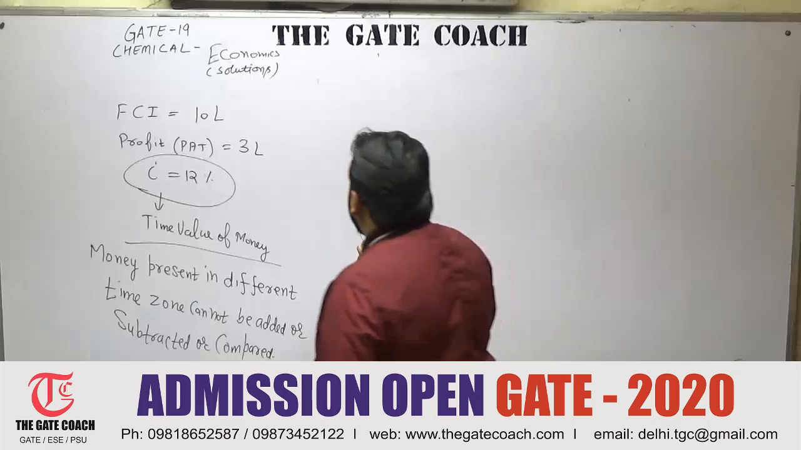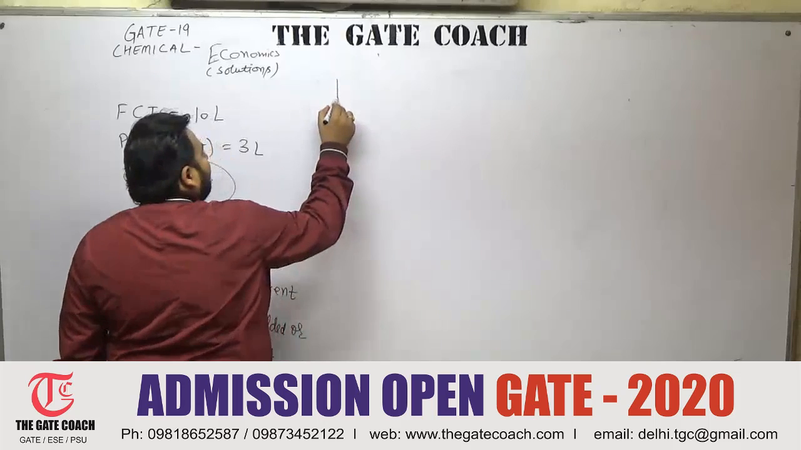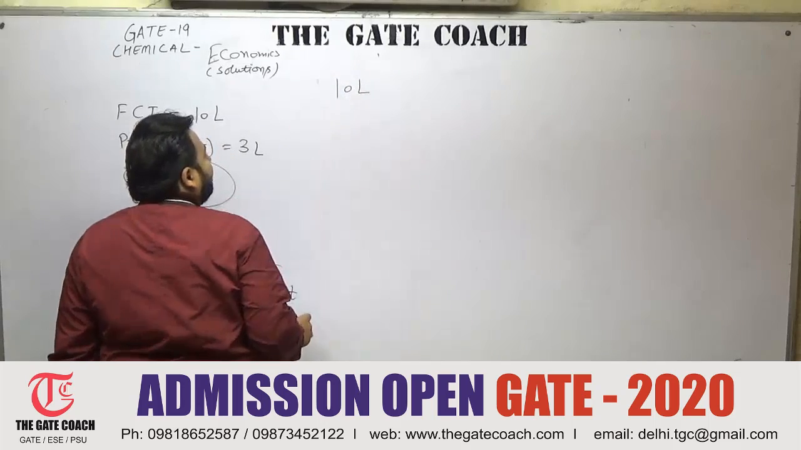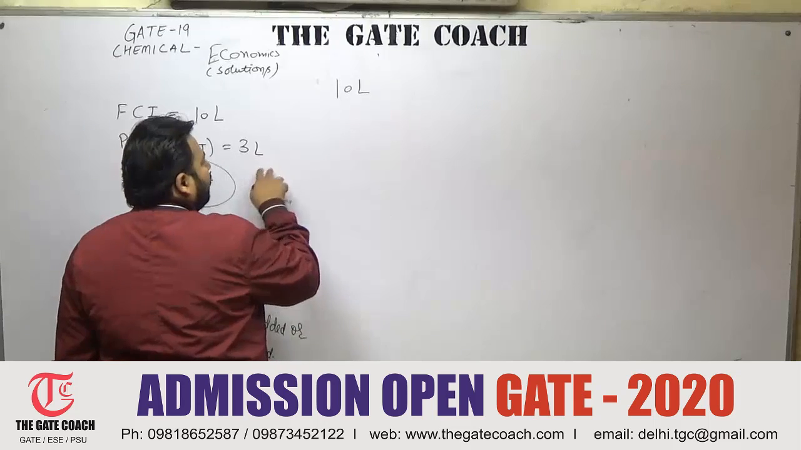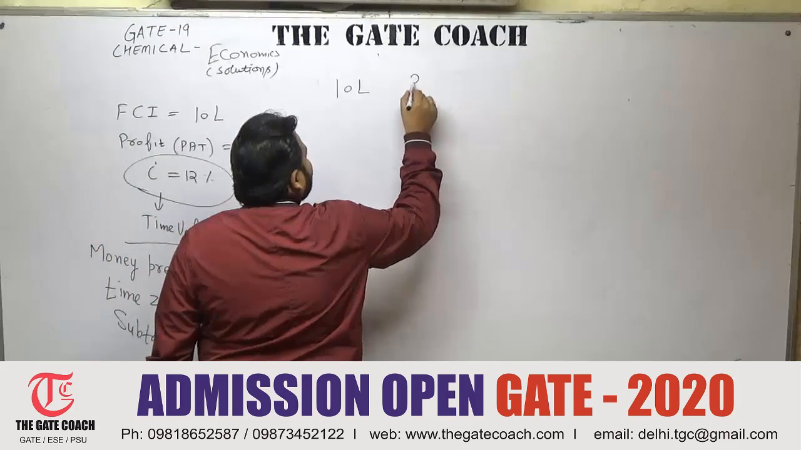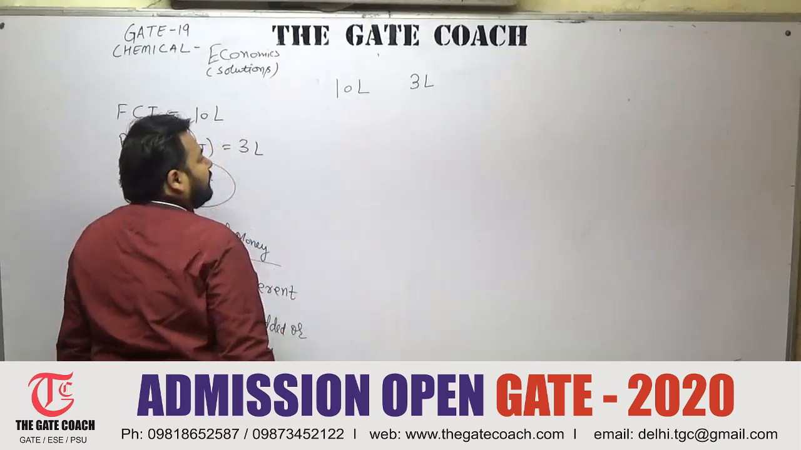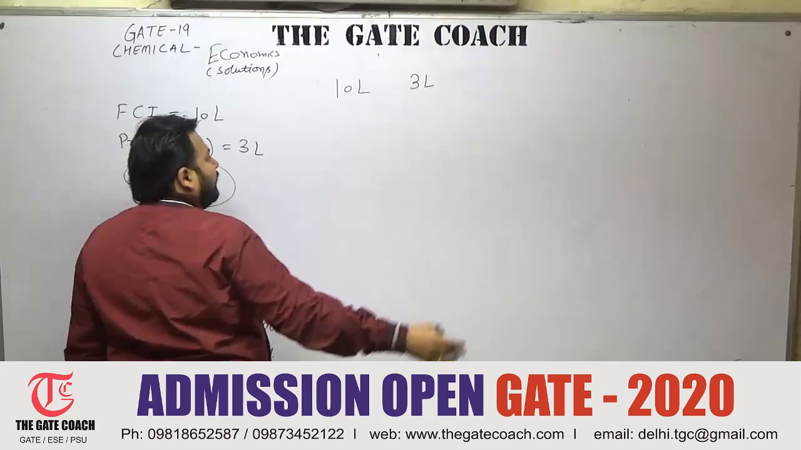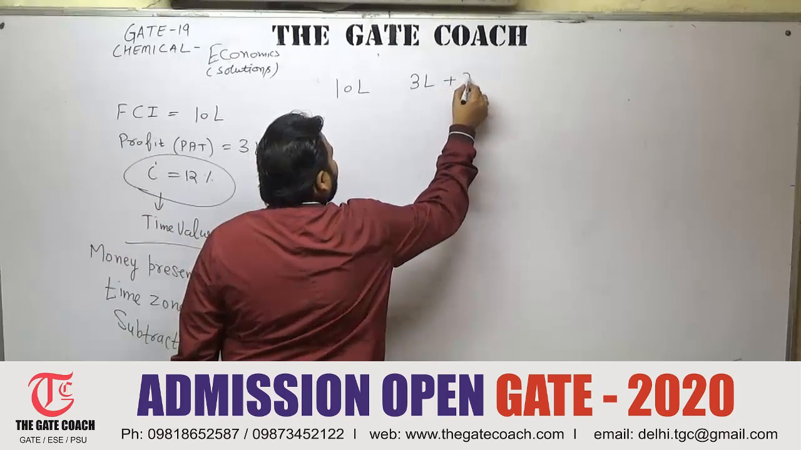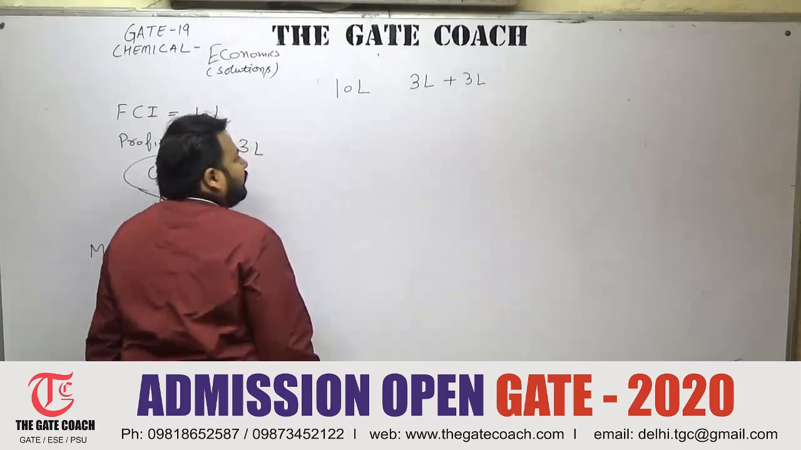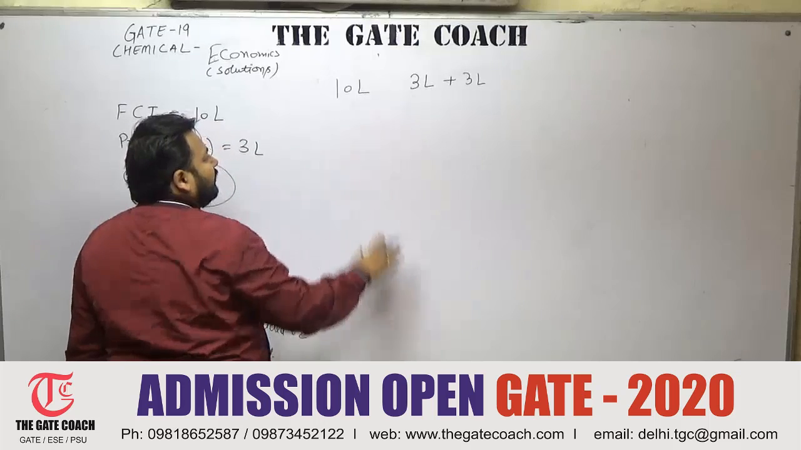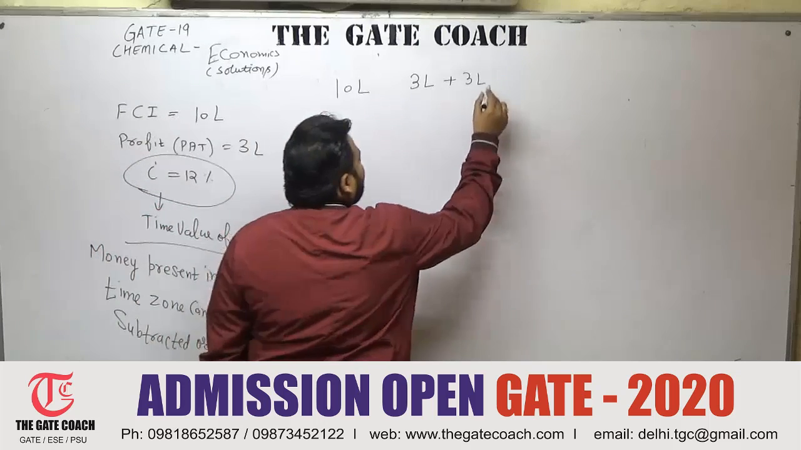So if I want to recover 10 lakh with the help of profit, then the profit of the first year is 3 lakh. Now 3 lakh and 10 lakh are not the same. We have to go for the second year. The profit of the second year is again 3 lakh. Now 3 plus 3 is 6. 6 is again not equal to 10. I have to go for the third year.